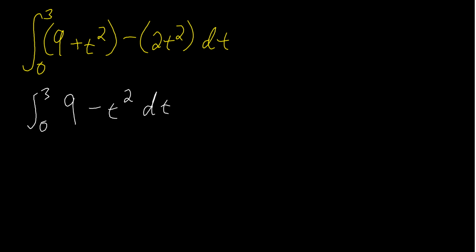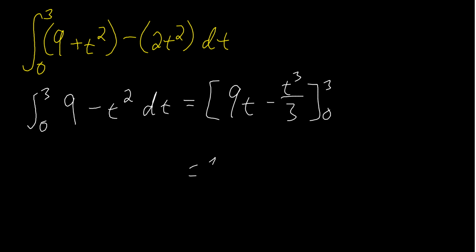All right, so that's going to be equal to, simply, we just integrate each term, so it's going to be 9t minus t cubed over 3 from 0 to 3. And again, that 0 is very convenient because we don't necessarily have to do the second part of the integral. So we've got 27 minus 27 divided by 3, so 9, 27 minus 9, so 18. So that's equal to 18.